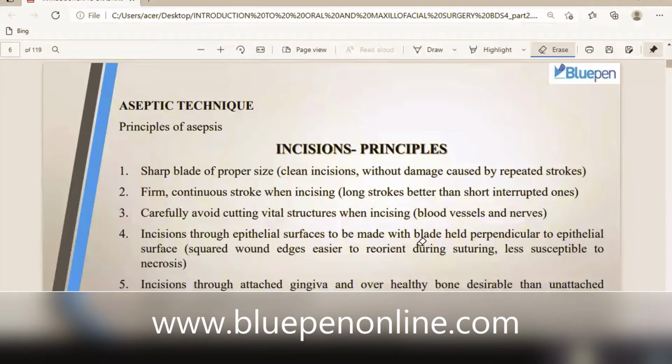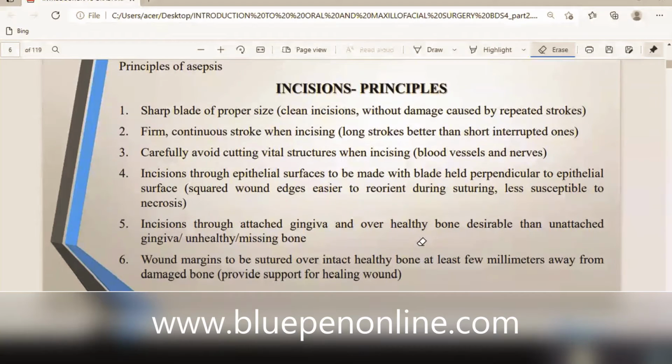Now, wound margins should be sutured over intact, healthy bone, at least a few millimeters away from the damaged bone. I mean, if you have a damaged bone, don't place the flap directly over this wounded bone. You have to place it somewhat covering the healthy bone also, so that the healing will be better. If you have a good healthy bone present, don't place the incision over the healthy bone. It can damage the patient.